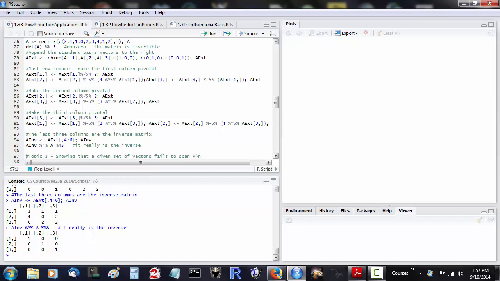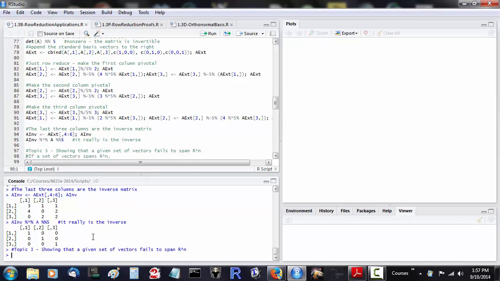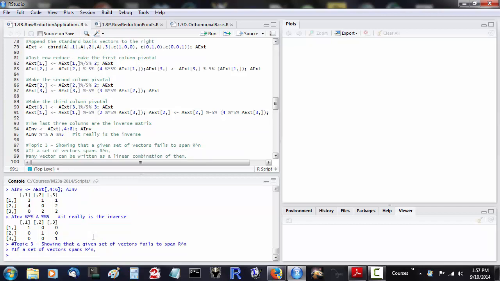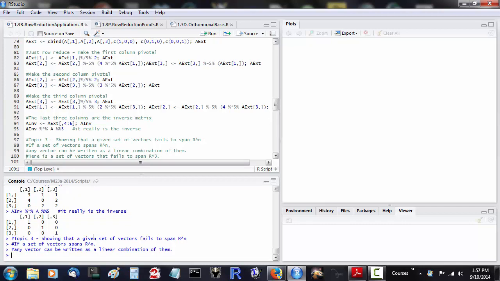This is the most efficient way of calculating the inverse of a 3 by 3 matrix, and for matrices bigger than 3 by 3, this is vastly more efficient than any techniques you may have heard about that involve the use of determinants. Now this next topic is of great theoretical importance. I want to show you how to verify that a given set of vectors fails to span Rn. And this is going to be our first theoretical use of the elementary matrices you learned about earlier.